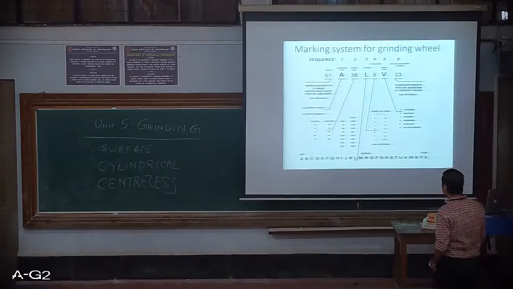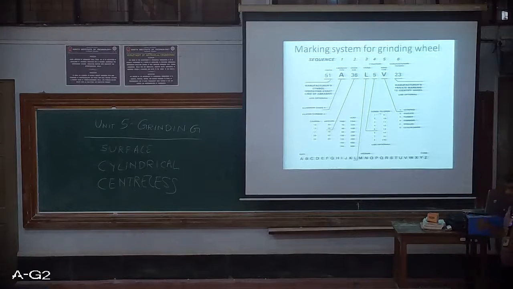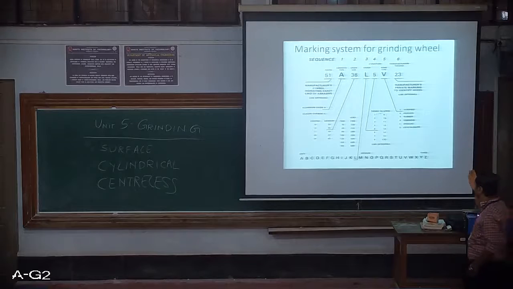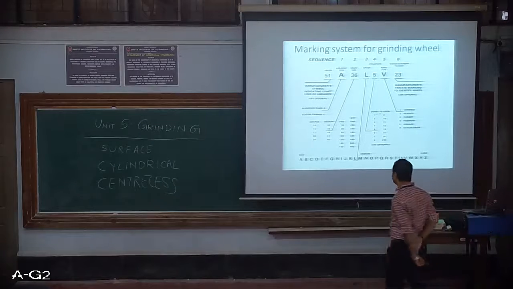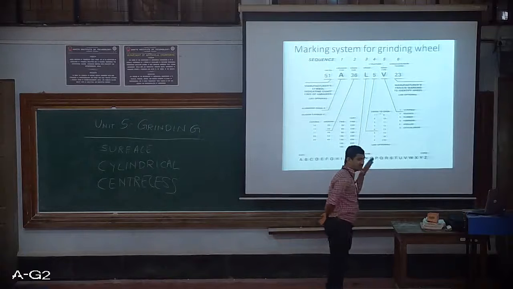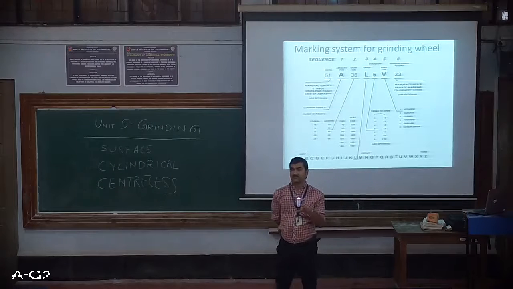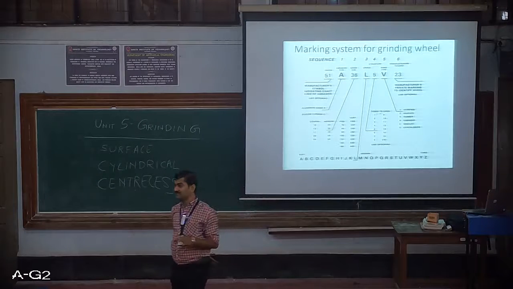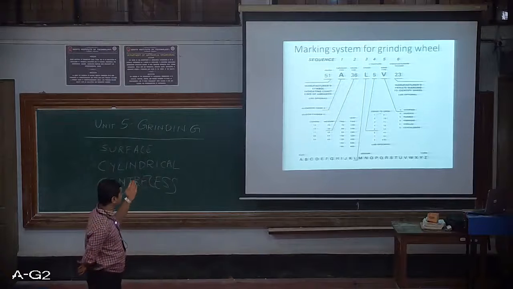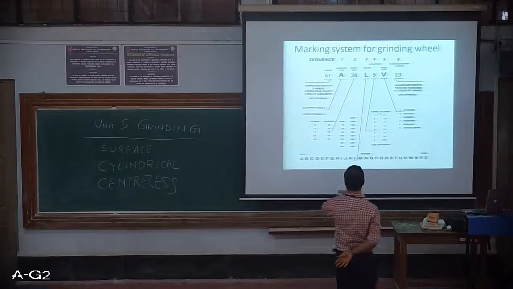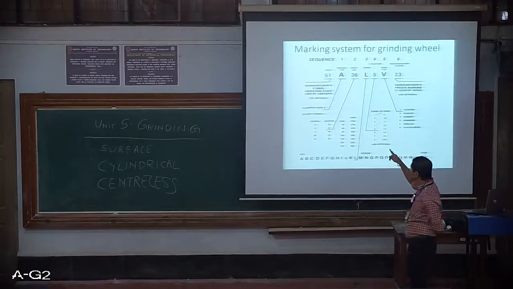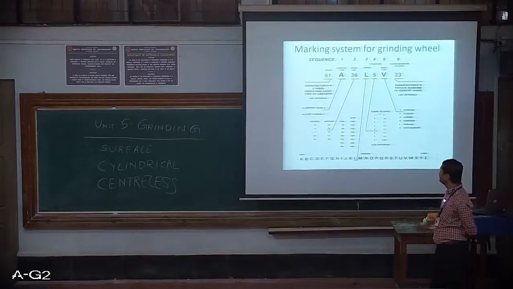Next, the abrasive type, in detail what abrasive it is, is represented by capital A for aluminum oxide, capital C for silicon carbide, and so on. They have also given the examples. So if asked in the examination to explain the grinding wheel nomenclature or the marking system in grinding wheels, you are supposed to write this one example, a number, and represent what each one of them explains. So A is for aluminum oxide, C is for silicon carbide.